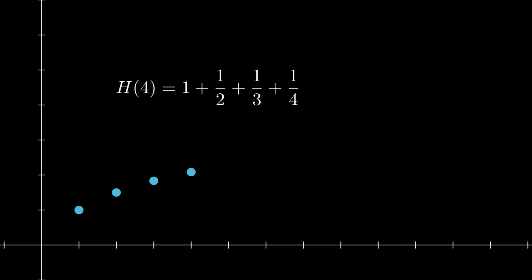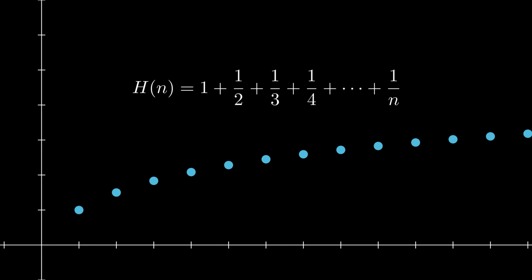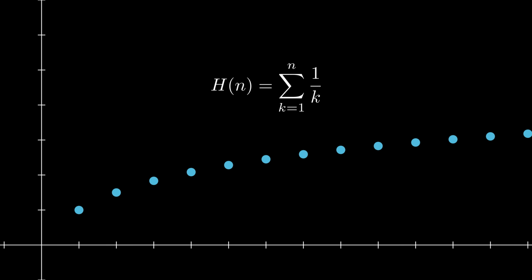So now let's take a look at these harmonic numbers and graph them on the plane. H of 1 is 1, H of 2 is 1 plus a half, H of 3 is 1 plus a half plus a third, H of 4 is 1 plus a half plus a third plus a fourth, and so on. Again, the proper way to define them is with sigma notation. H of n is the sum of 1 over k, as k goes from 1 to n.